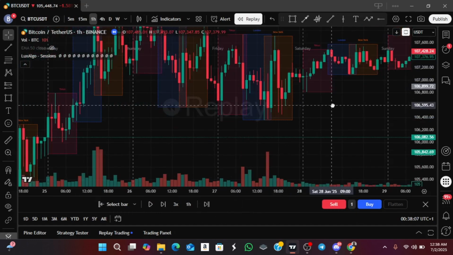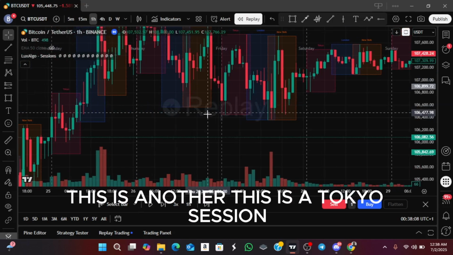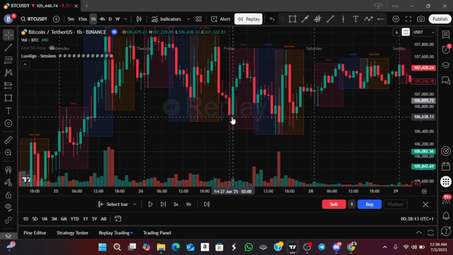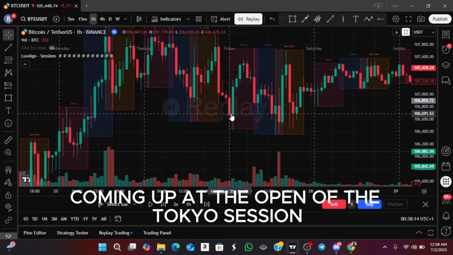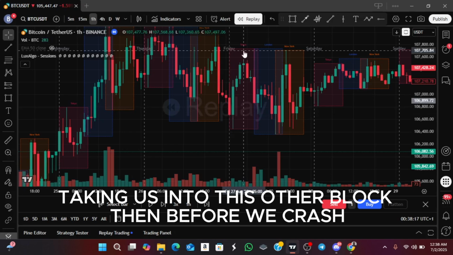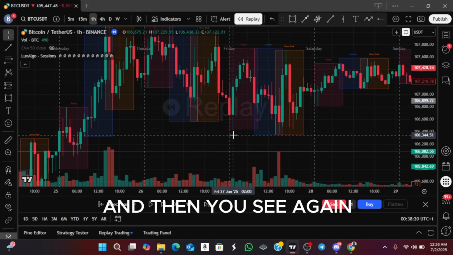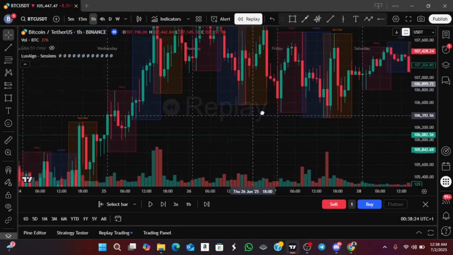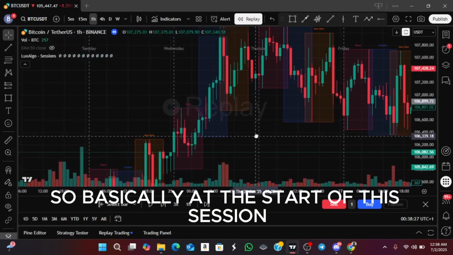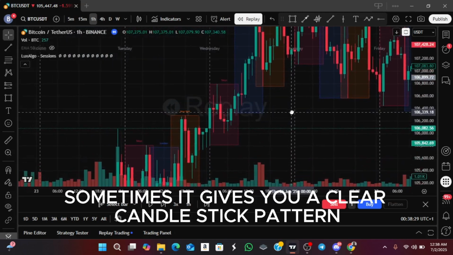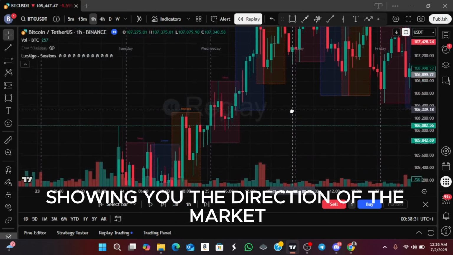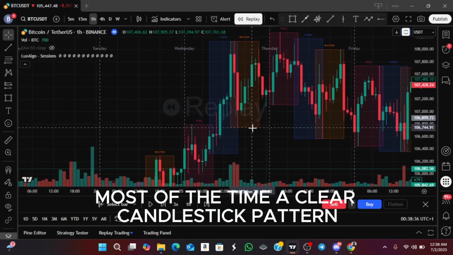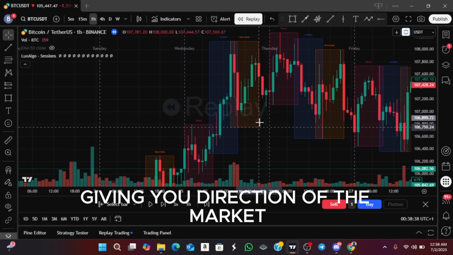And you see this is another, a Tokyo session, and you can see this bullish engulfing candle coming up at the open of the Tokyo session, taking us into this other block, before we crash. And then you see again, another bullish engulfing candle. So basically, at the start of a session, most of the time, there is a clear candlestick pattern giving you the direction of the market.